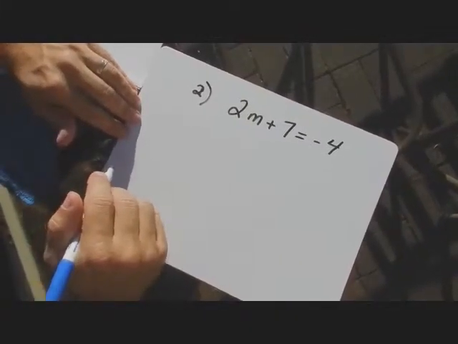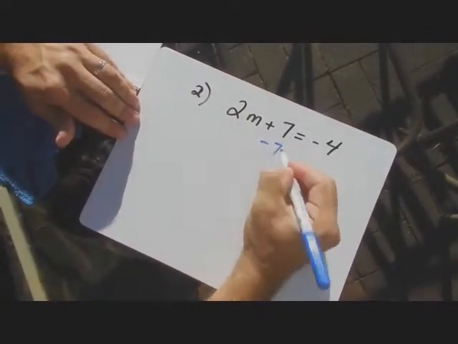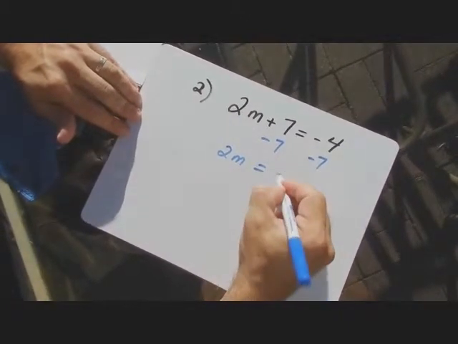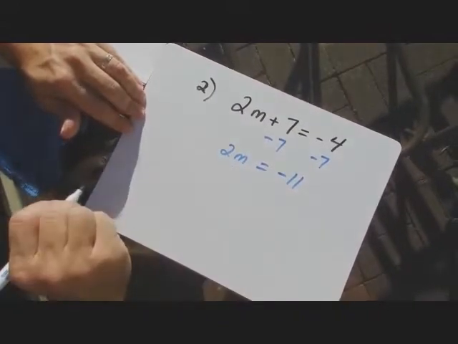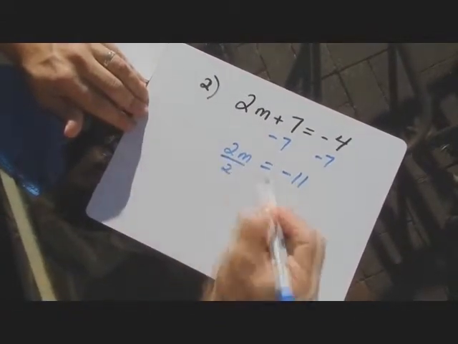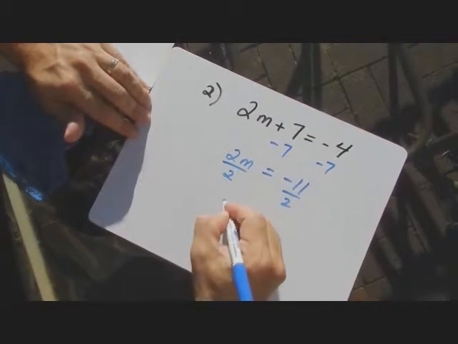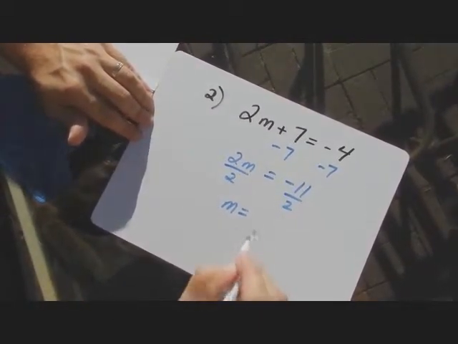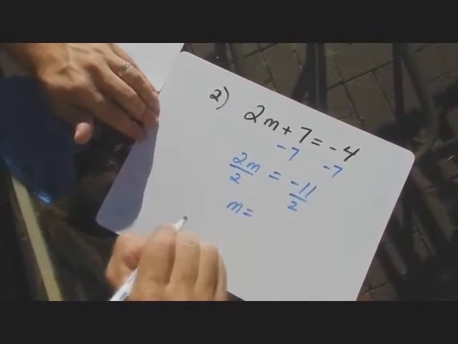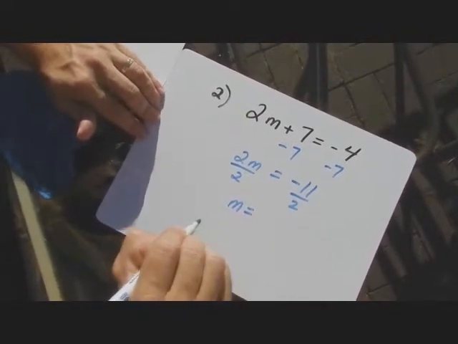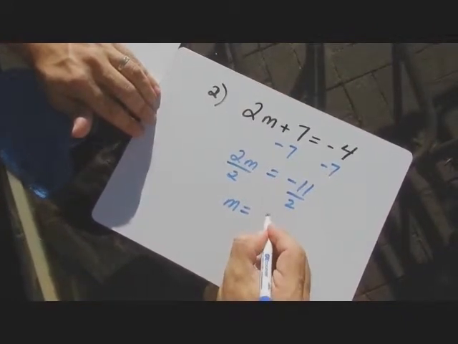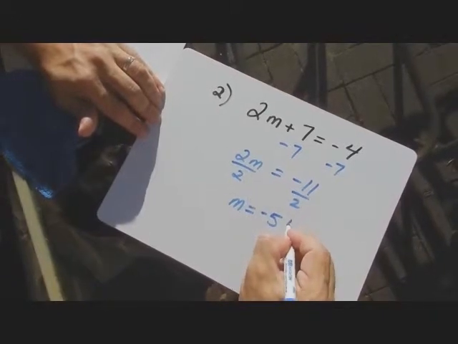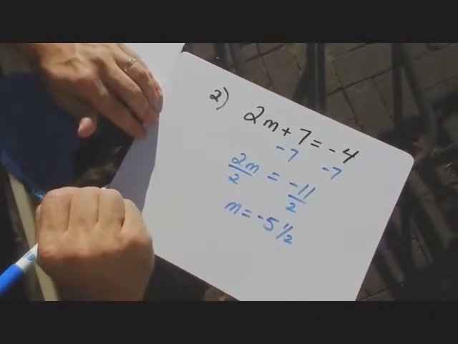Problem number 2. This time we're going to subtract 7 from both sides and carefully get negative 11. And finally, we're going to divide both sides by 2. And there's our answer, negative 11 over 2. But we might be able to reduce this so that it's not an improper fraction. We can make a mixed number. We'll say 2 goes into 11 5 whole times. Still negative, but there's 1 left over. So that's going to be negative 5 1/2.